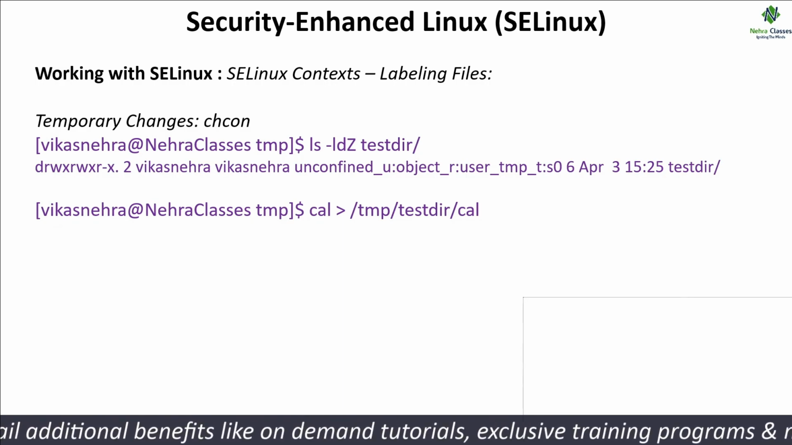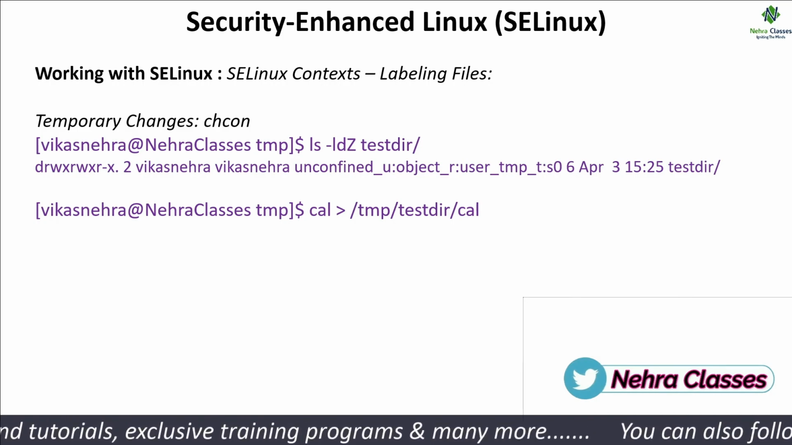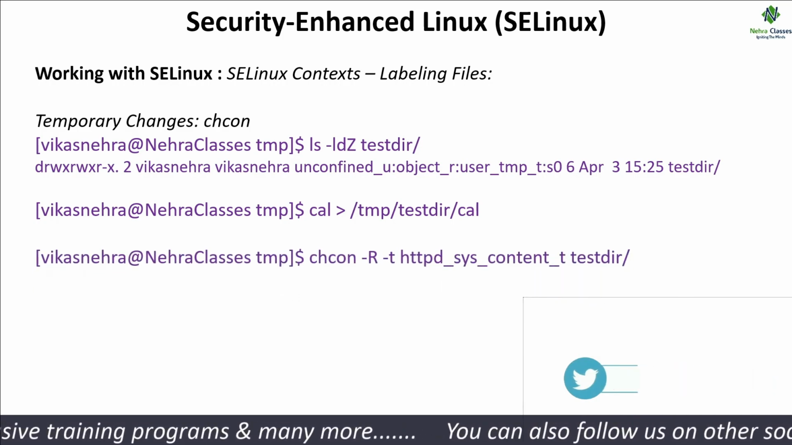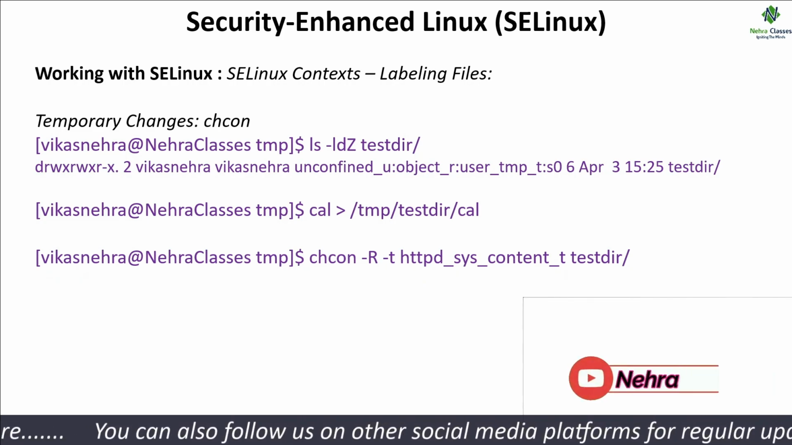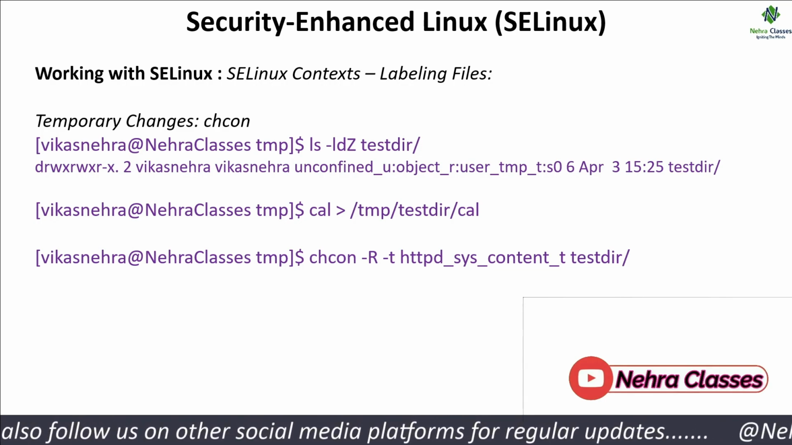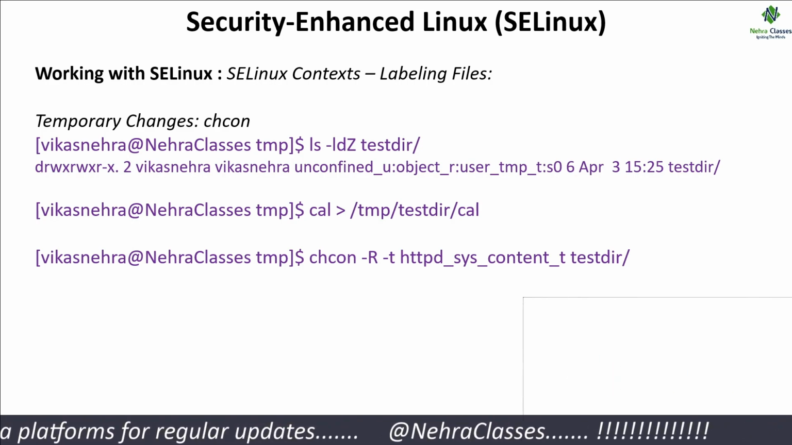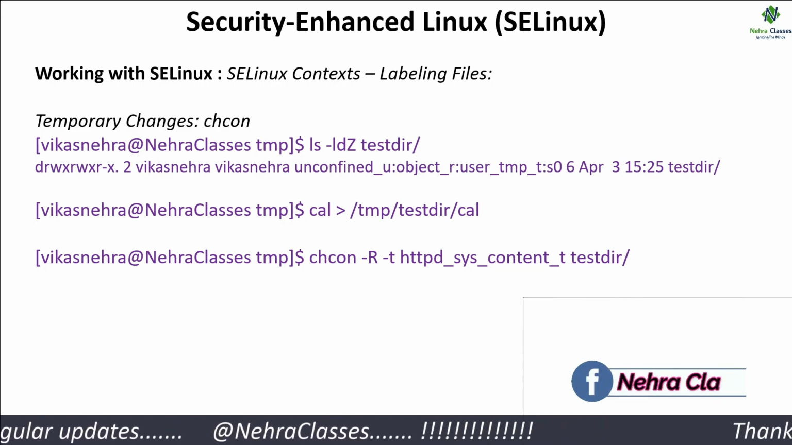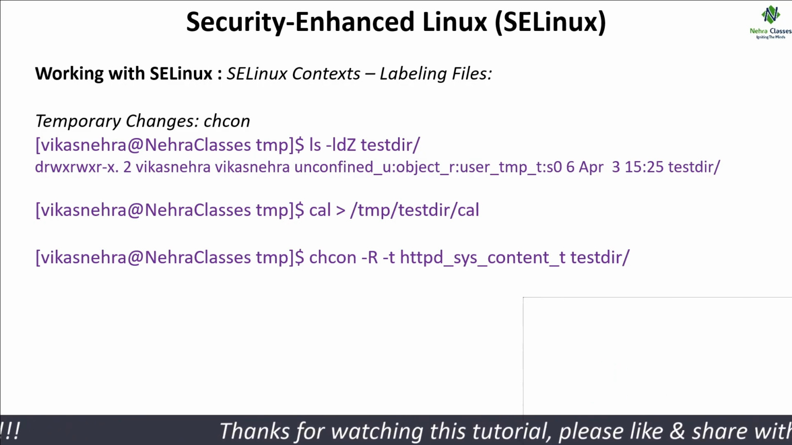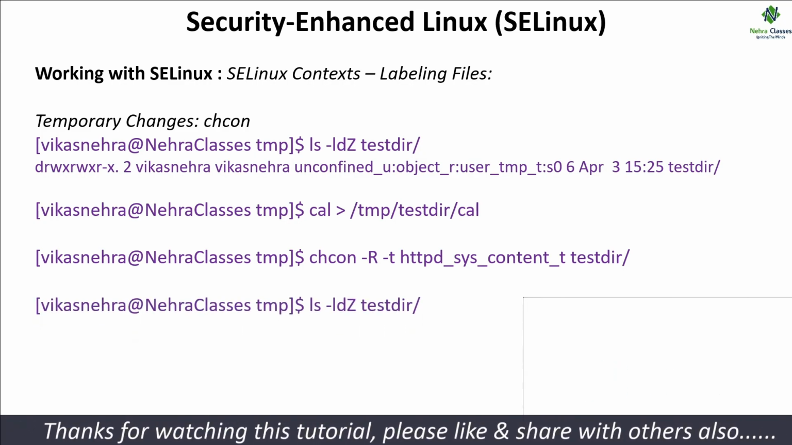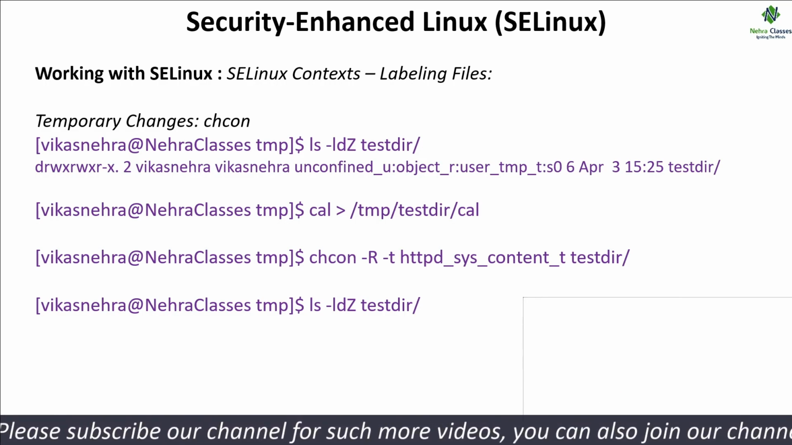Now let's create a file in this directory. So I executed the cal command to create a file here, and now I'm going to change the SELinux context type by running the chcon -R -t command, and this time I'm going to assign the type as httpd_sys_content_t to all the files and directories which are present in this /tmp/testdir directory. Now if I want to see the details, I can execute the ls -ldZ testdir command.